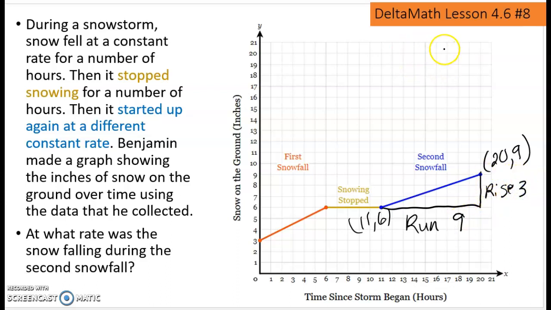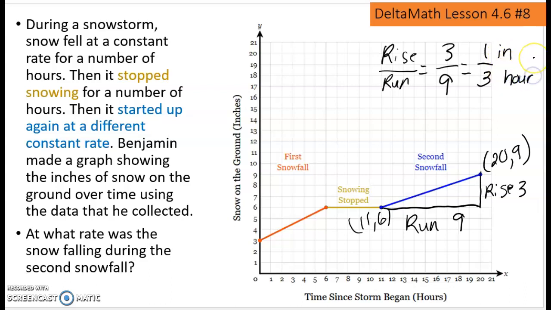So your rise over your run is 3 over 9, which simplifies down to 1/3. What does that mean? It means that you had 1 inch of snow on the ground over 3 hours of time. So that is your rate of change.